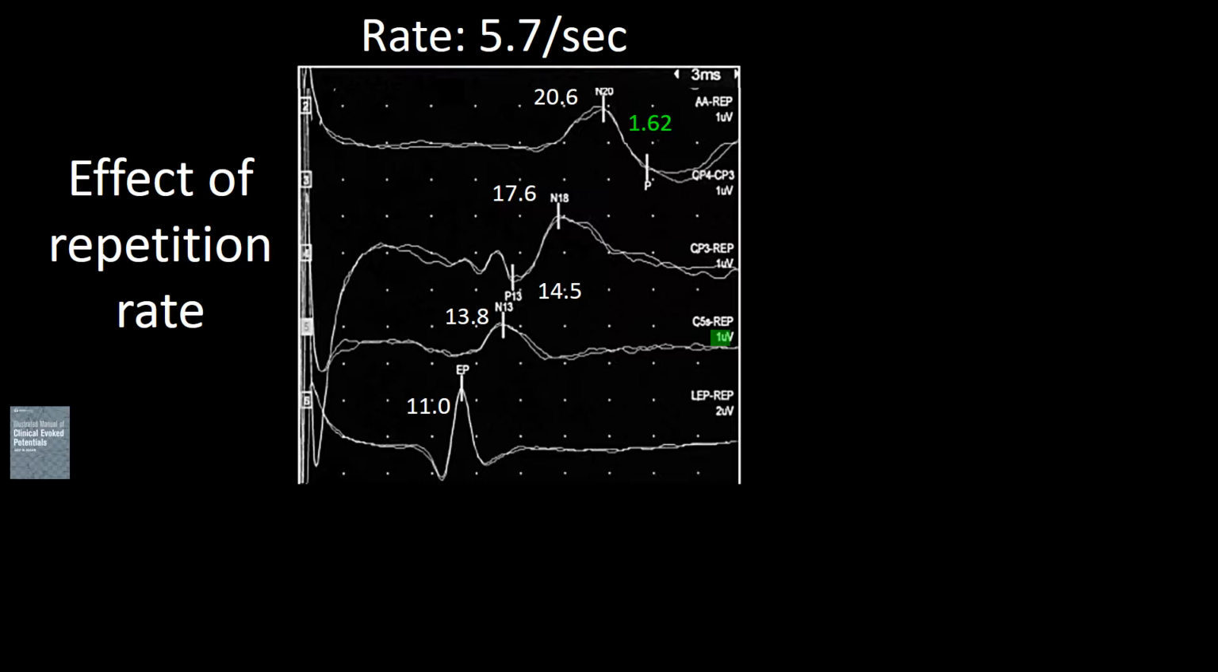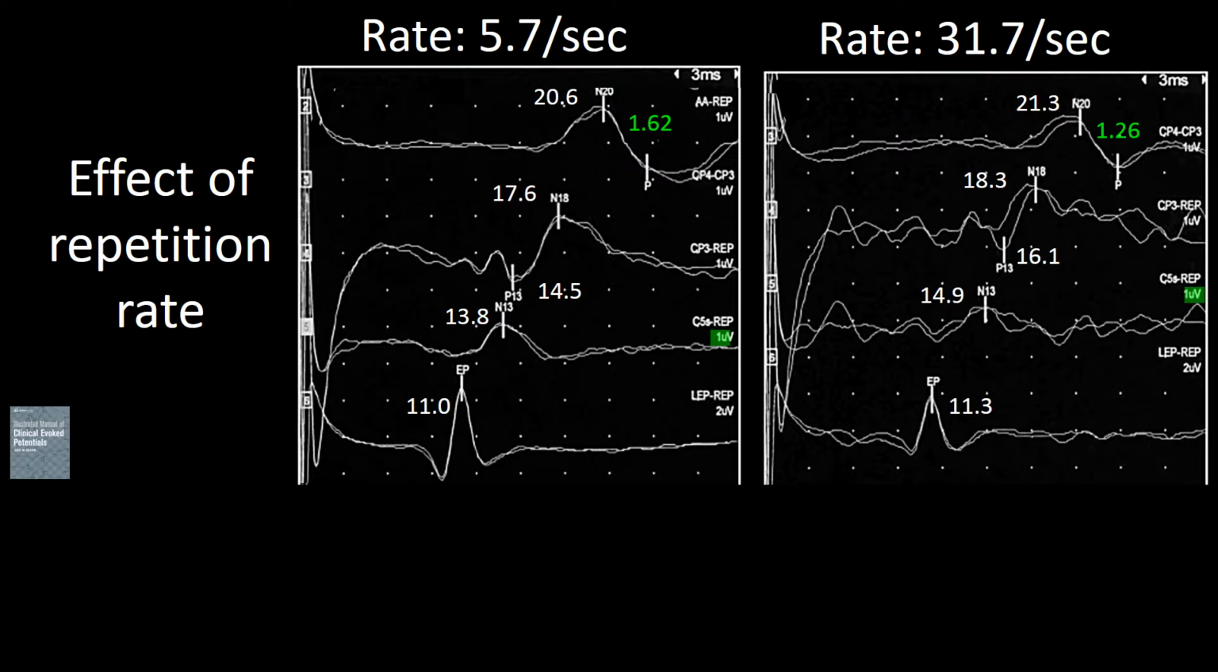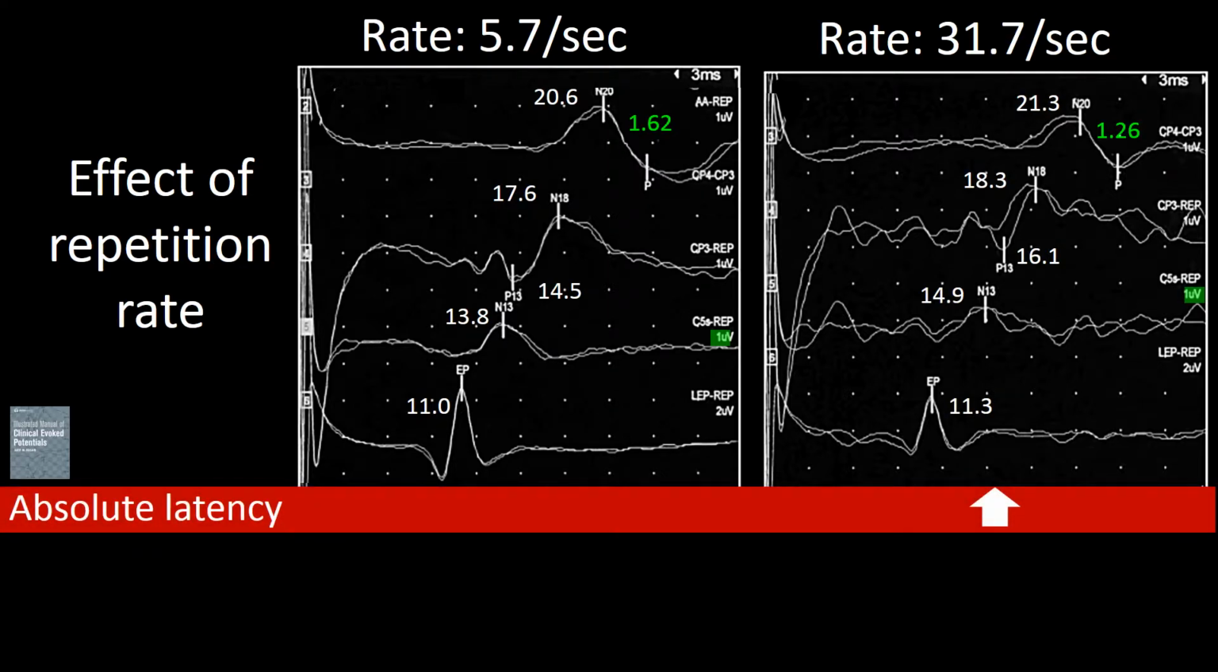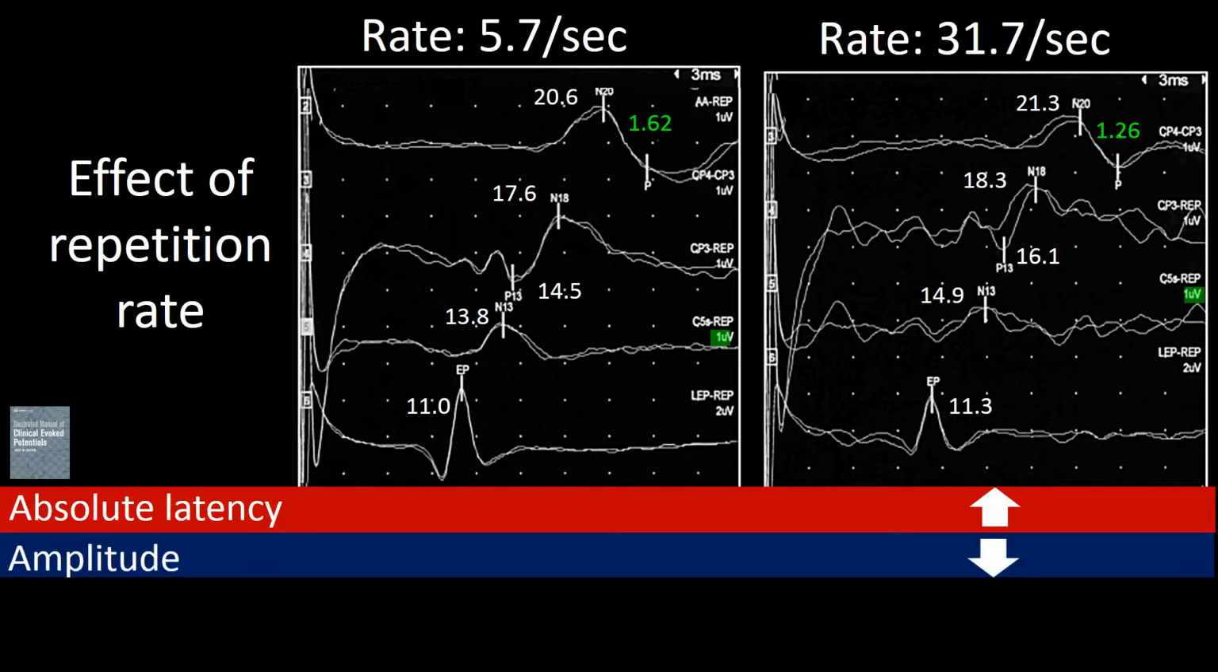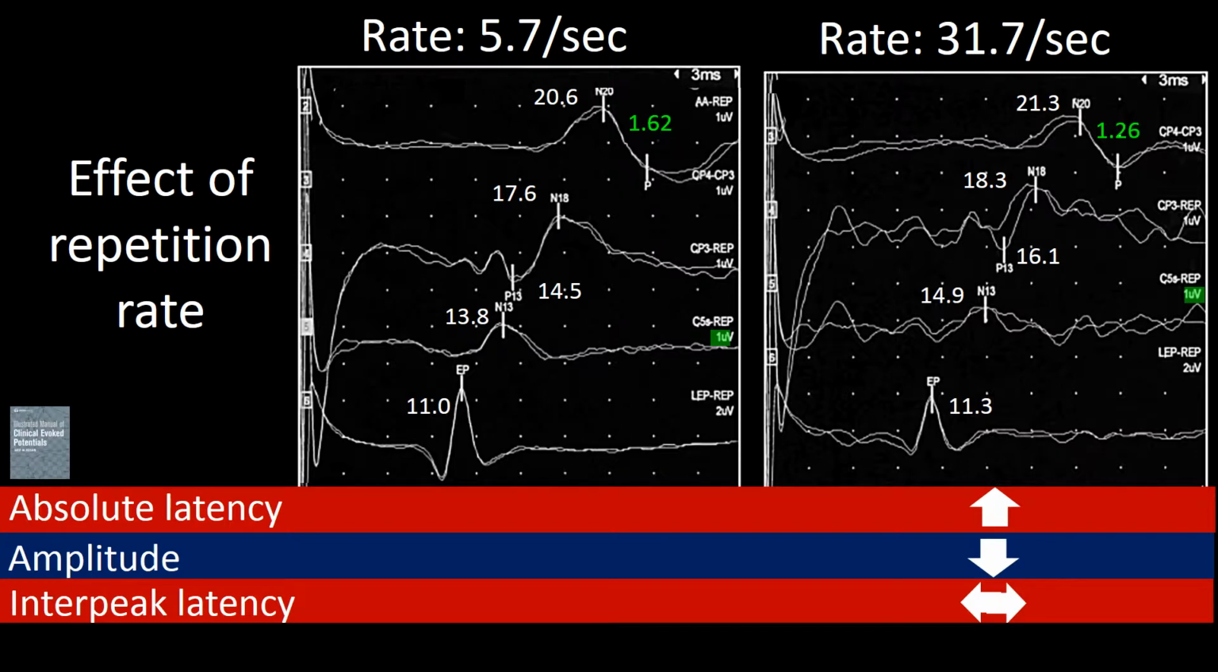This frame shows a left median nerve somatosensory evoked potential triggered by a stimulus rate of 5.7 per second. Now I have introduced a second tracing produced by a stimulus at a rate of 31.7 per second. Notice that none of the numbers are multiples of 60. Now I will show you how different parameters are affected by these changes. So absolute latency to all waves will increase with increased stimulation rate. Amplitude of the wave using high repetition rate will decrease. Interpeak latency will remain unchanged.